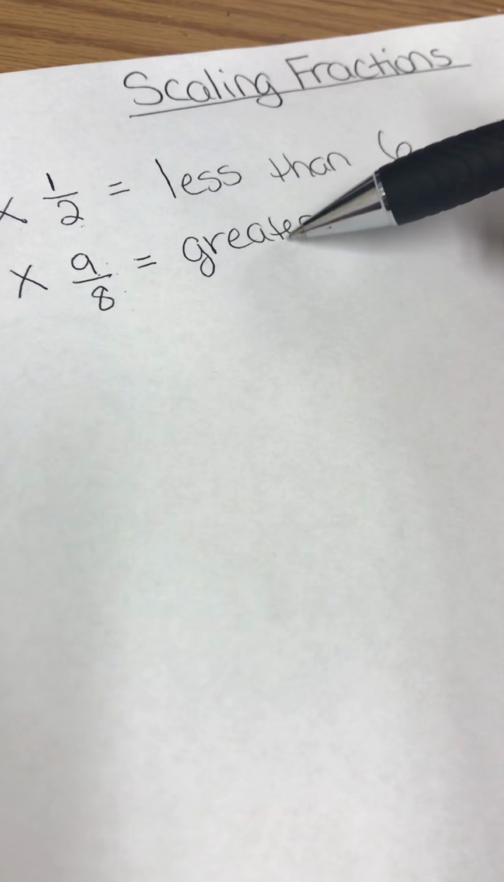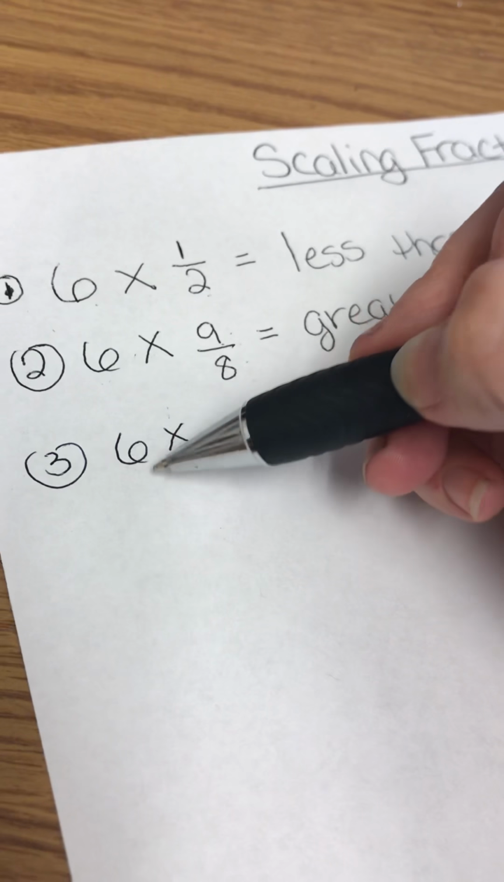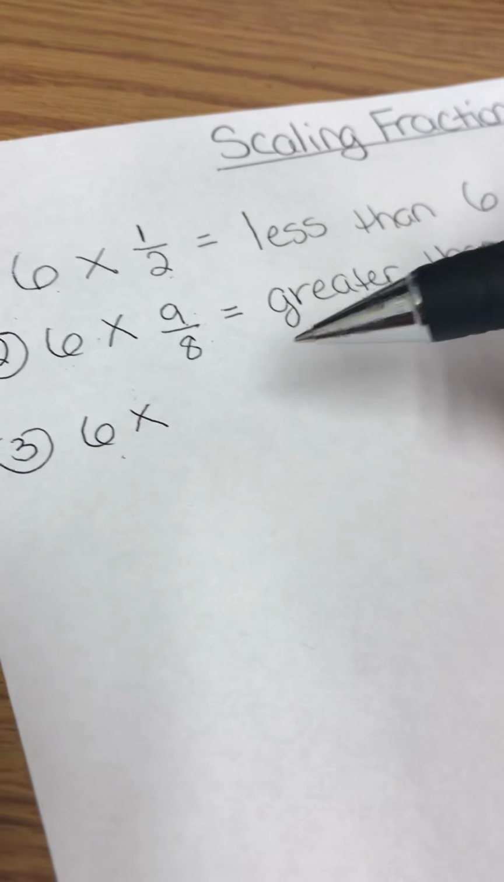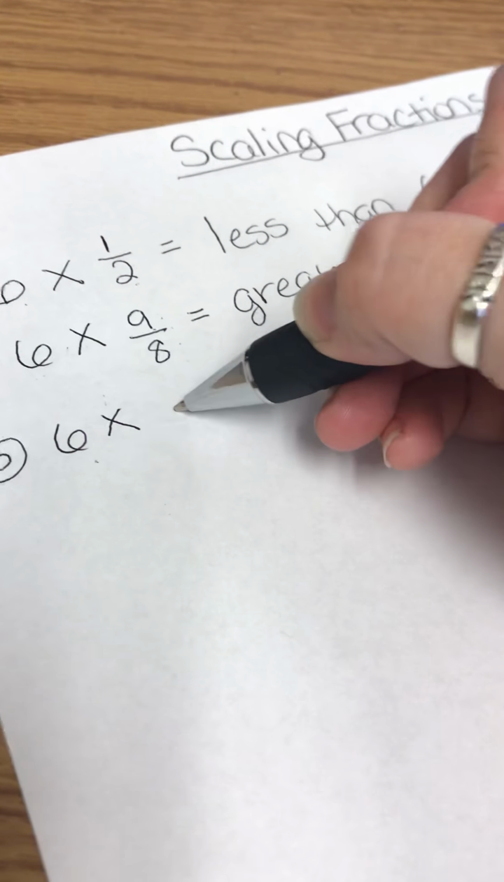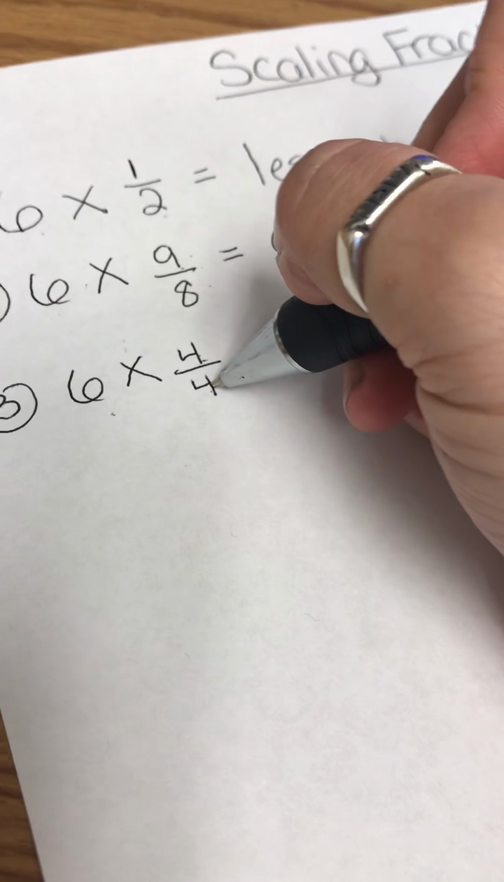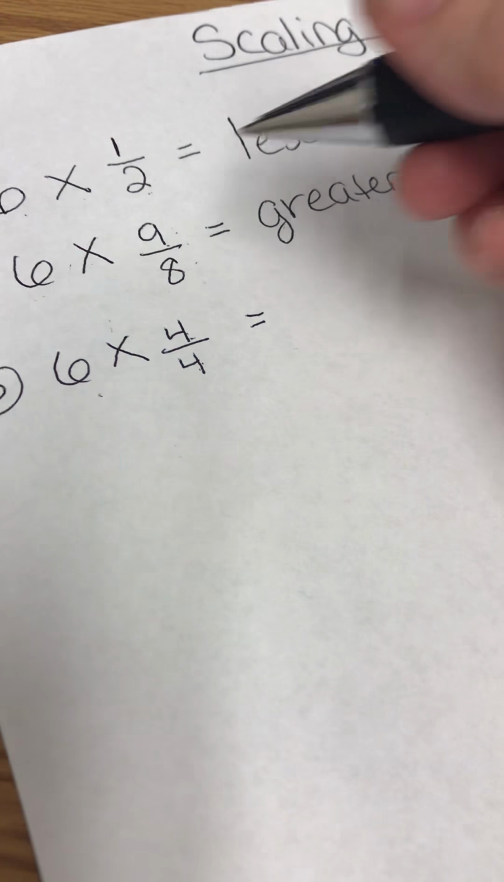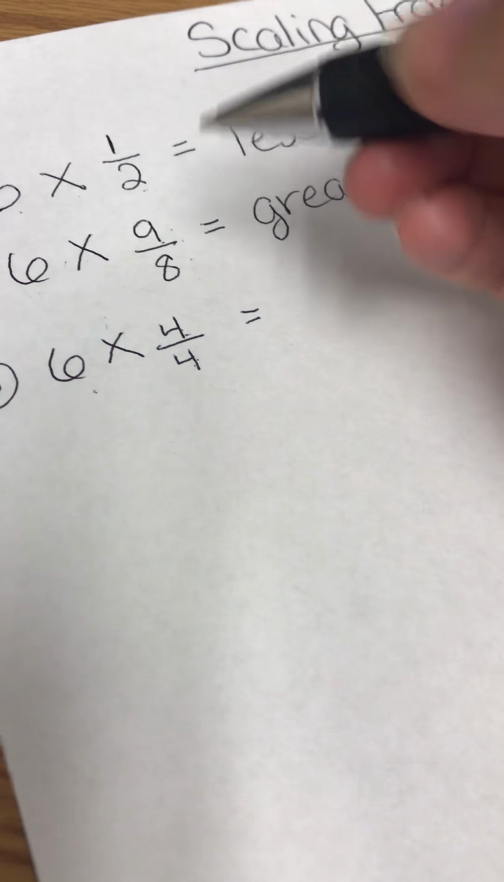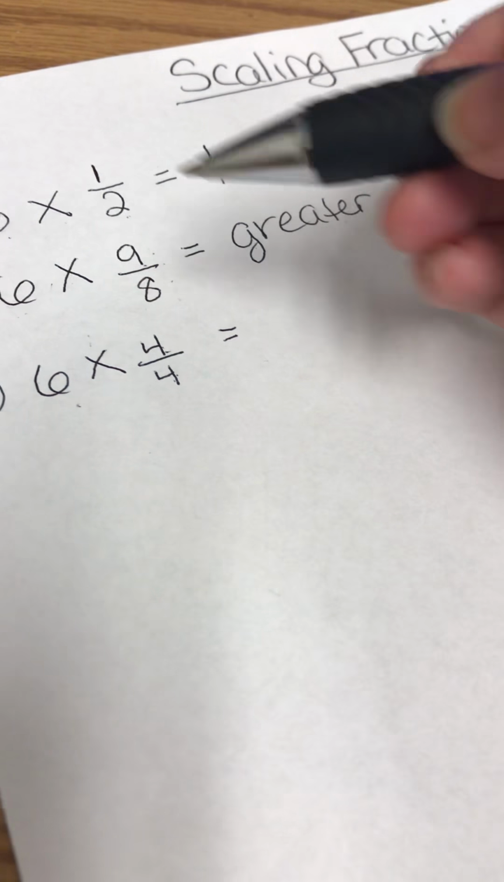The last scenario is I'm going to multiply my original number of 6 times a fraction that is equal to 1. So it could just be the number 1. But since we're talking about fractions, I'm going to choose a fraction equal to 1. You know a fraction is equal to 1 if the numerator and denominator are the same. So 4 over 4, 10 over 10, whatever the case may be, that has a value equal to 1.